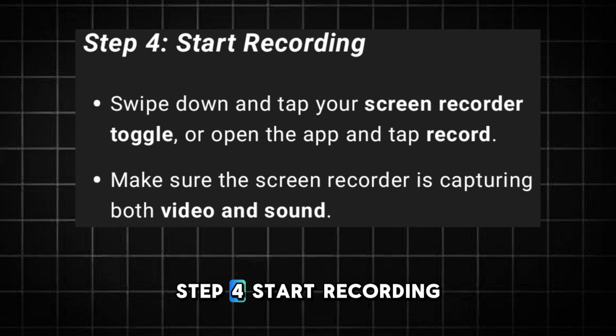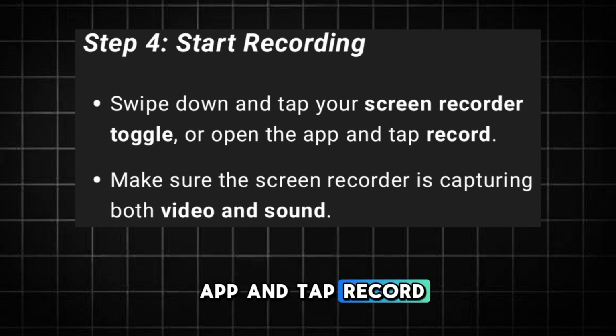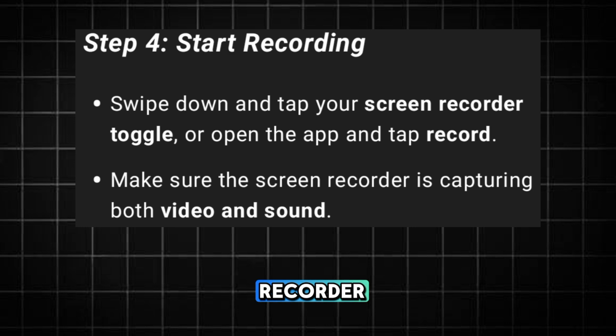Step 4. Start recording. Swipe down and tap your screen recorder toggle, or open the app and tap record. Make sure the screen recorder is capturing both video and sound.